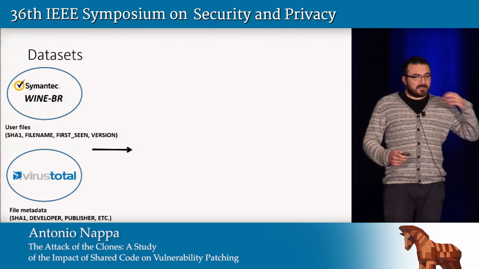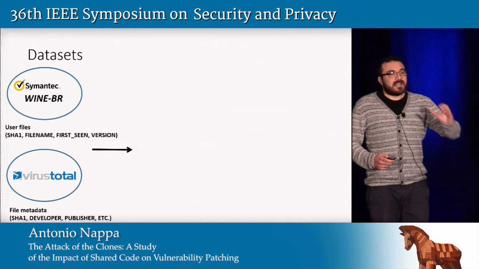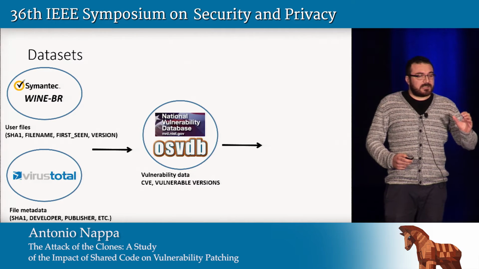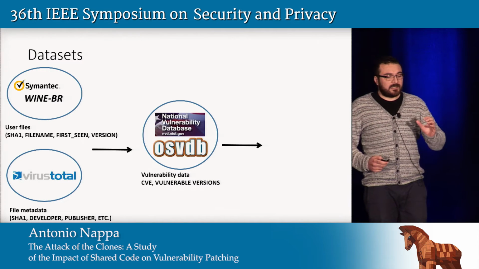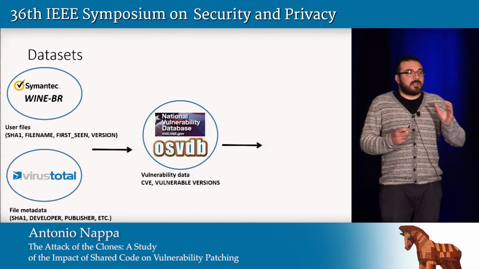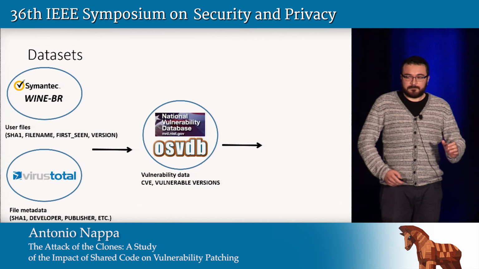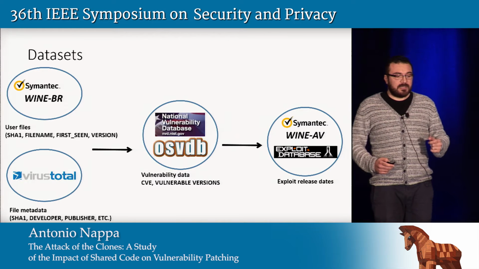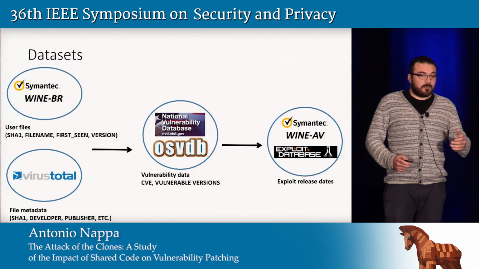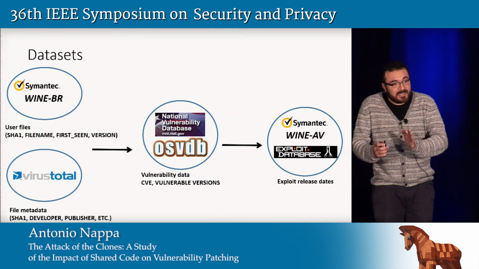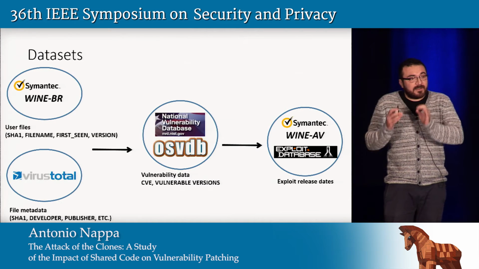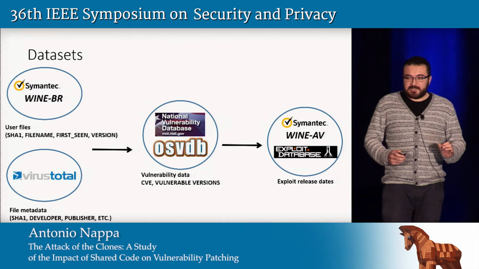From these files, we associate them to the National Vulnerability Database and the Open Source Vulnerability Database in order to see which are the vulnerable versions for a given vulnerability. And then, thanks to the Symantec WINE AV dataset and exploit-db, we check the exploit release date, and we see how the vulnerability patching is affected when an exploit is released.